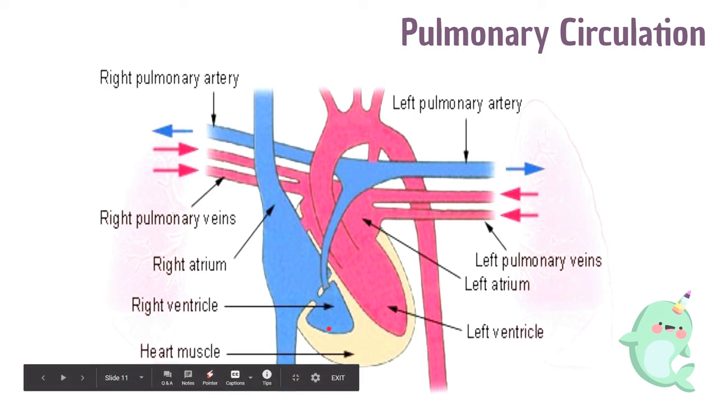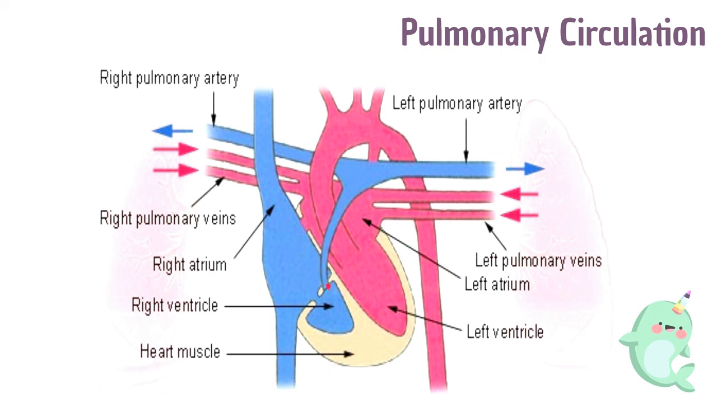The right ventricle will pump the blood towards the pulmonary arteries passing through the pulmonary valve here, and then it will go to the left and right pulmonary arteries. So the blood will now go to the lungs where gas exchange will take place. Blood will leave behind carbon dioxide molecules and pick up oxygen, and this will take place in the capillaries of the alveoli of the lungs.